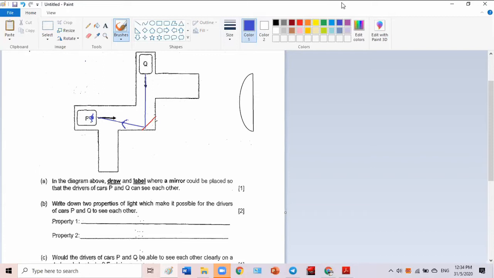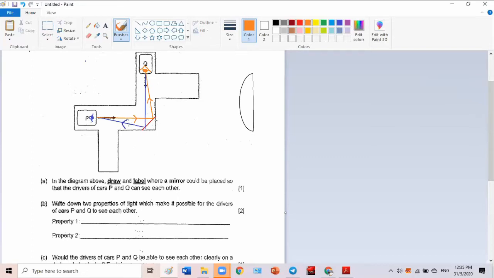Similarly, P will direct the light into the mirror, right here, whatever, as long as it is within the mirror, and it will reflect it into the Q driver's eyes. Can you see, people? So both of them will see each other, provided the light can be reflected by the mirror. Is it okay? Everyone understand?